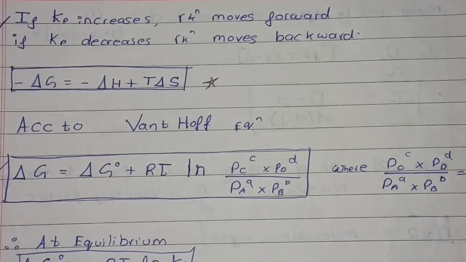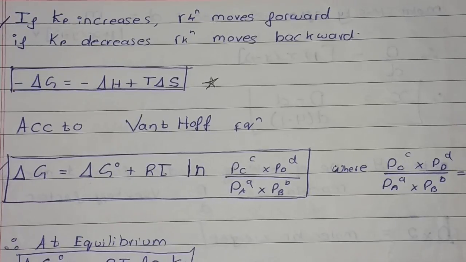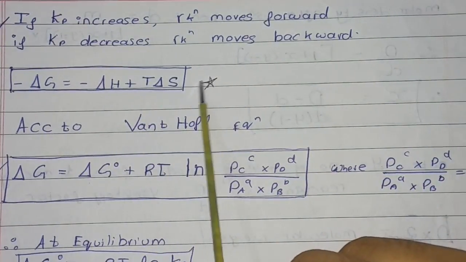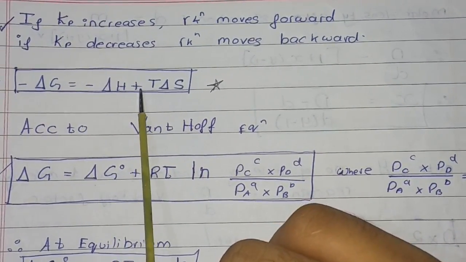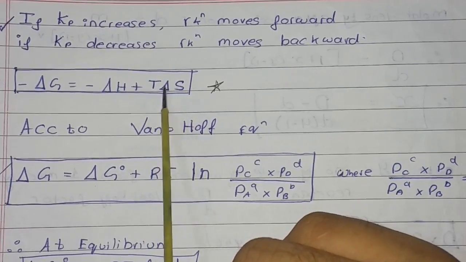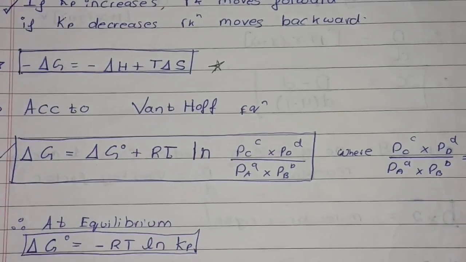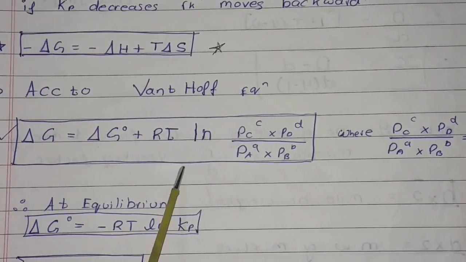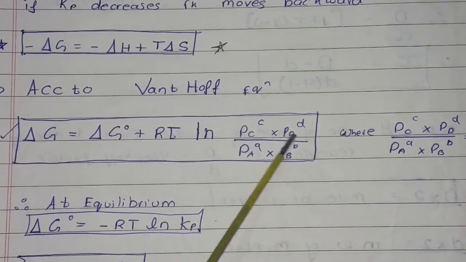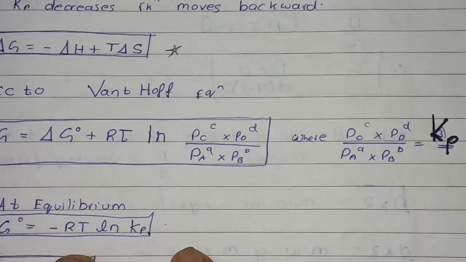So now, on our next page, if Kp increases, the reaction moves forward. If Kp decreases, the reaction moves backward. That's quite obvious. Minus delta G equals minus delta H plus T delta S, as we know by the formula delta G equals delta H minus T delta S. The Gibbs free energy equals enthalpy minus temperature into change in entropy. Now according to the van't Hoff equation, delta G equals delta G degree plus RT ln of this stuff, which is nothing but Kp. Yes, you can see it here.